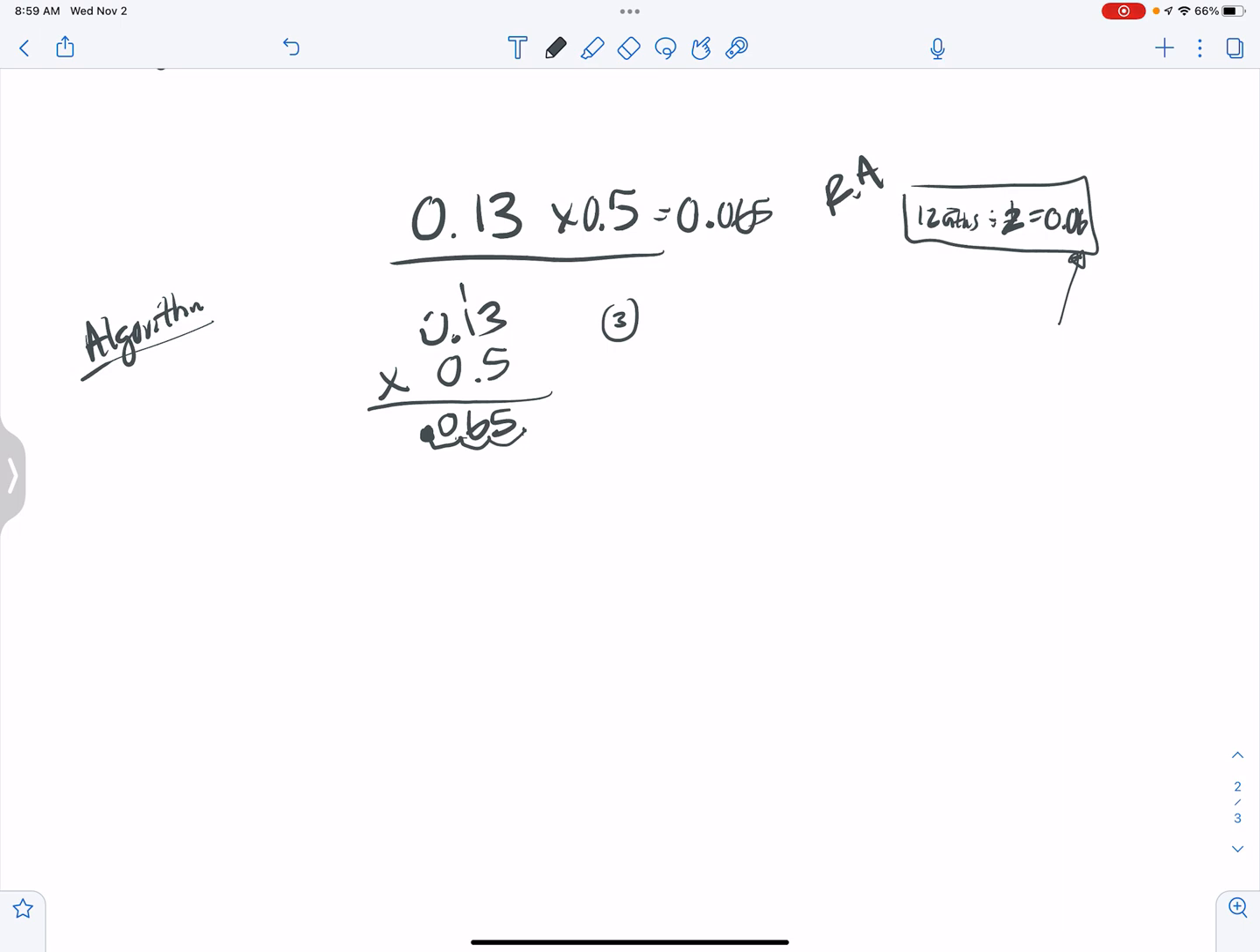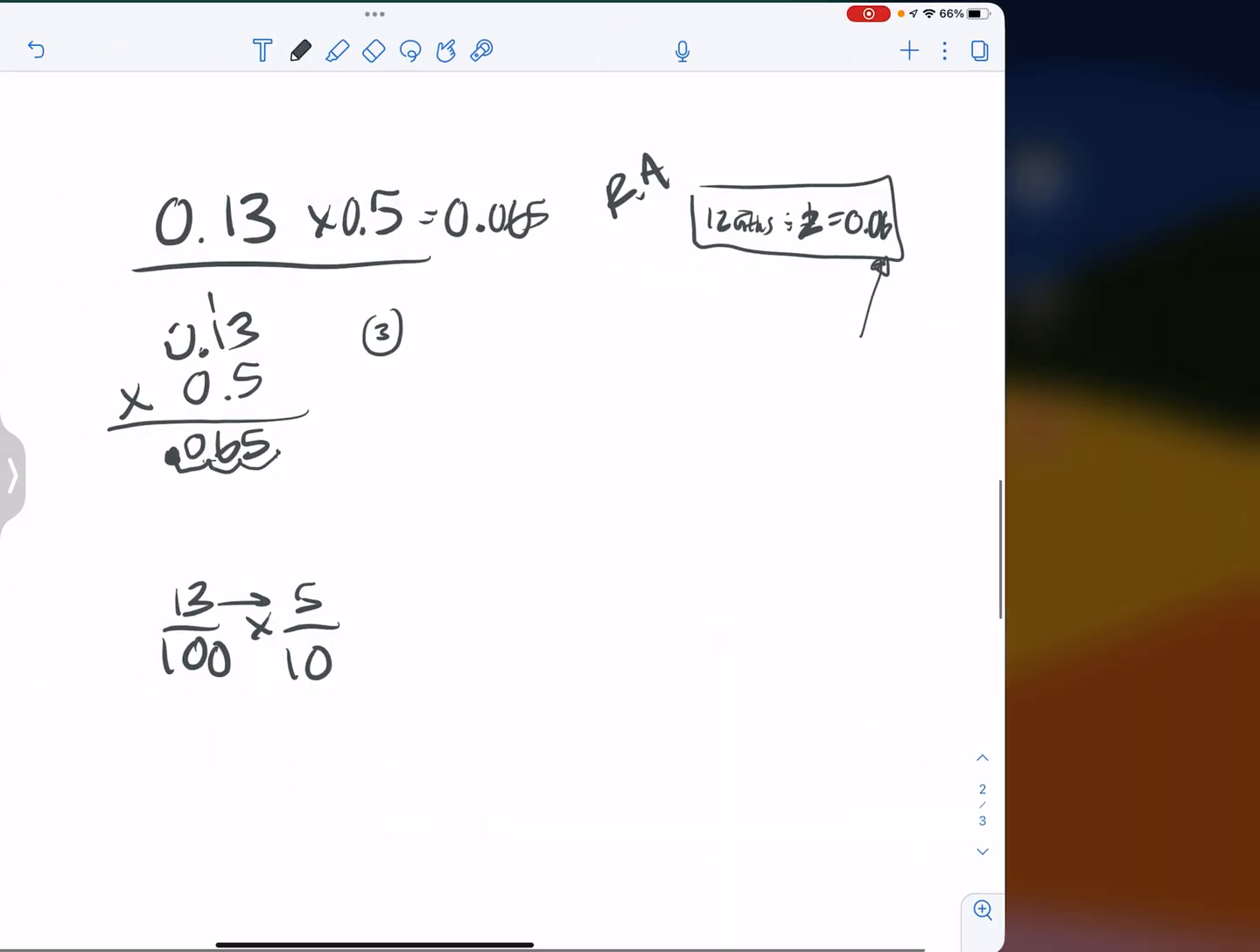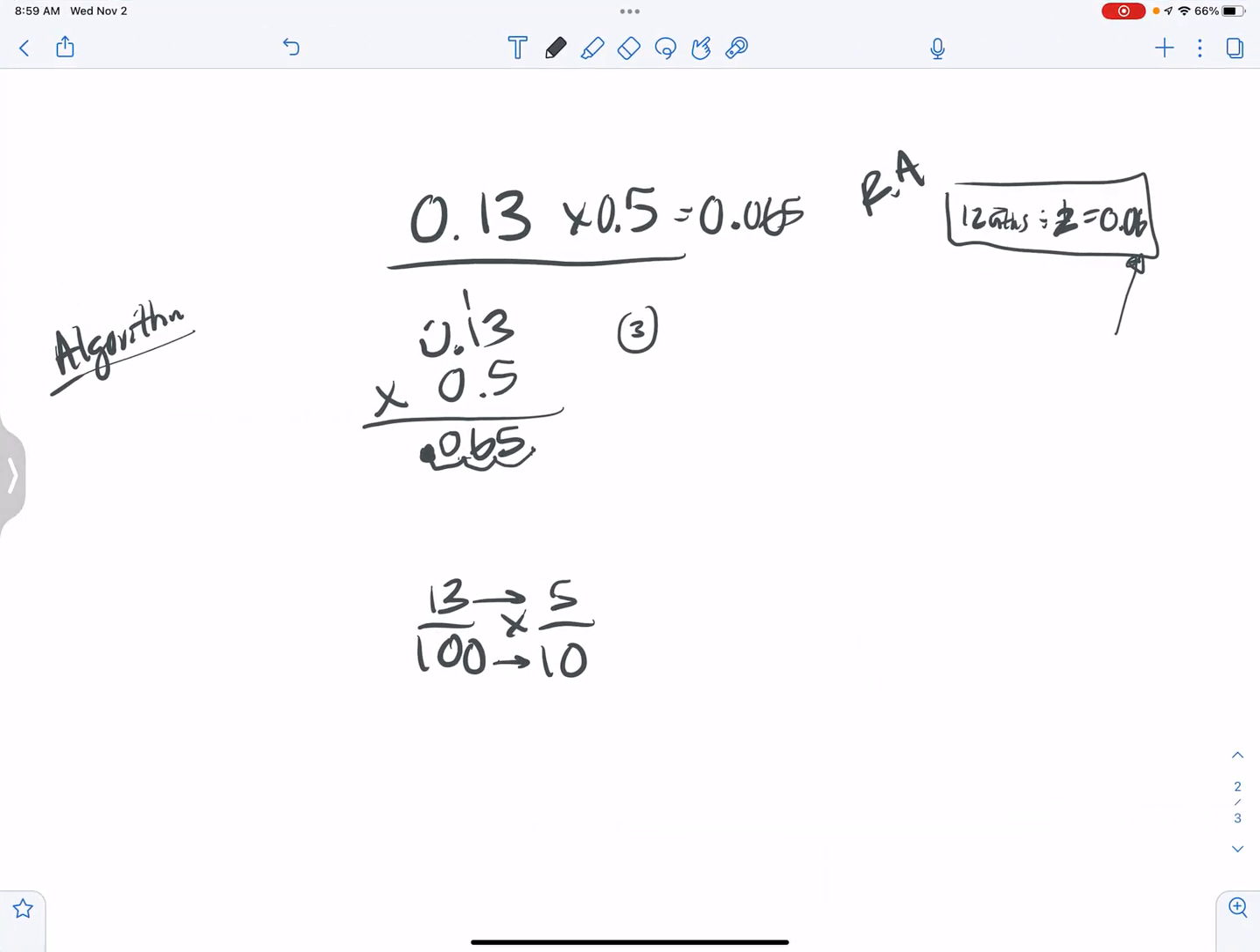So let's just double check ourselves. If we solve this like fractions, I know 13 hundredths looks like that as a fraction, and then 5 tenths looks like that. So I'm just going to multiply straight across, and I know 13 times 5 is 10 times 5, 50, 3 times 5, 15. So that's 65 thousandths, or a 65, where this is the thousandths place, hundredths, tenths. There's our answer. Boom.